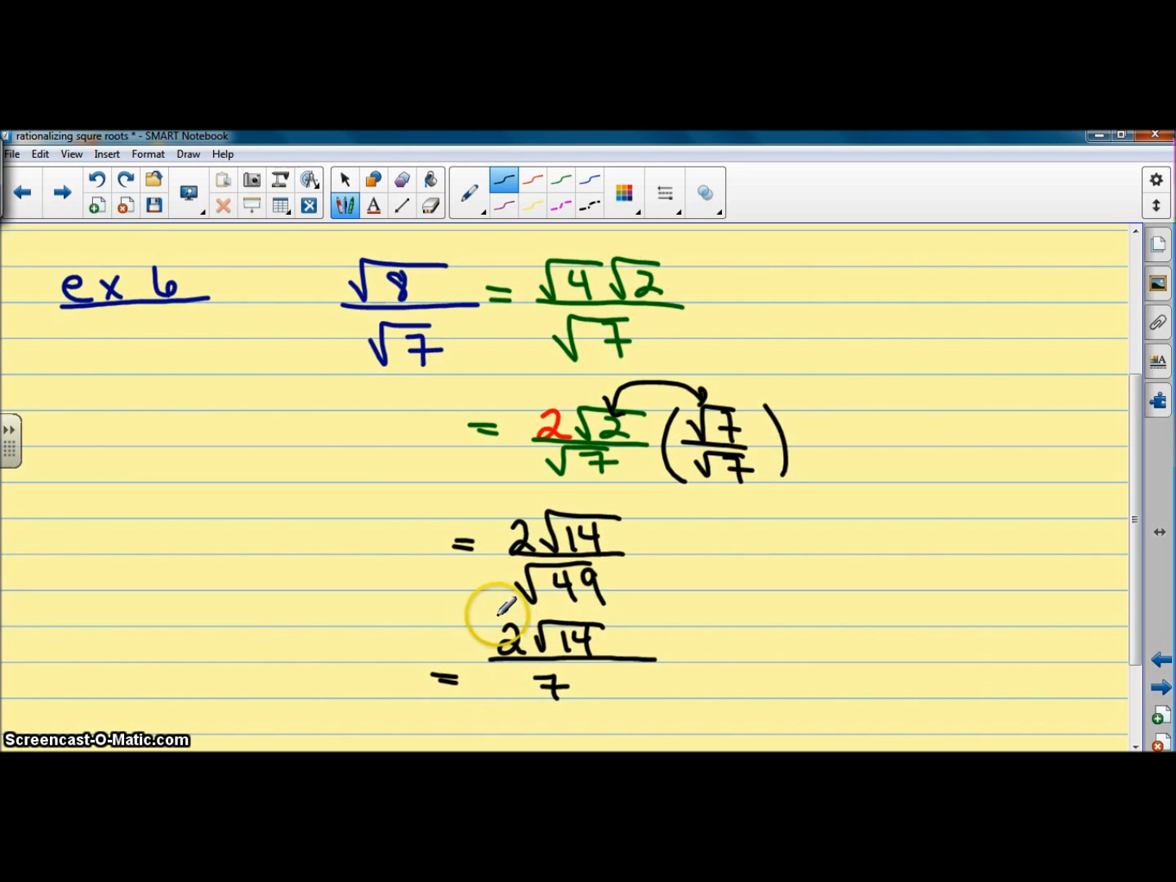I check to see if I can reduce the 2/7. I can't. I check the square root of 14 to see if I can simplify. So I need to know, do any of these numbers, 4, 9, 16, 25, the perfect squares, divide evenly into 14? Well, no, they don't, so this will be my final answer.